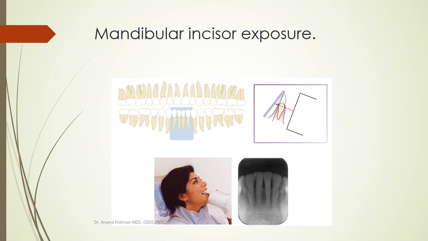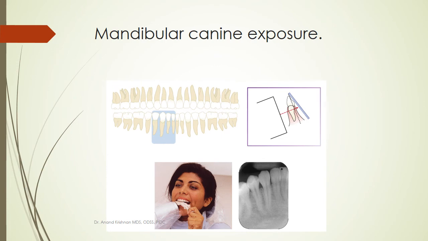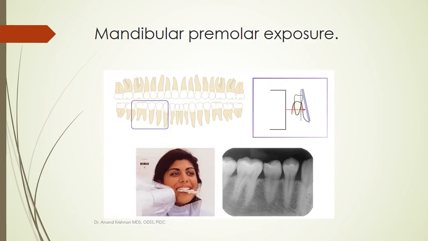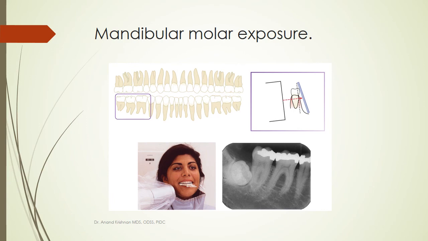Now in this image you can see the mandibular central area. The film is positioned and the patient's head is tilted a little back, so that you achieve a little bit of parallelism of the occlusal line with the floor. This is for the mandibular canine, mandibular premolar and the mandibular molar. In all these images, what you can notice is that the head position is tilted a little backward for all these exposures, and the tube head positions.